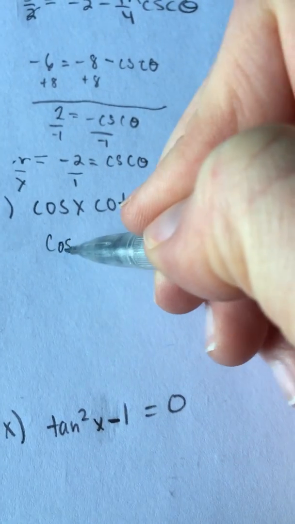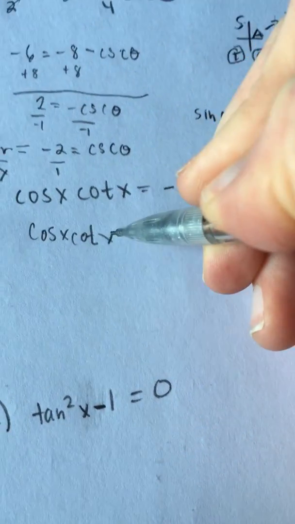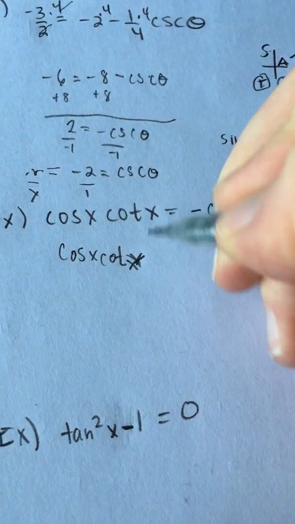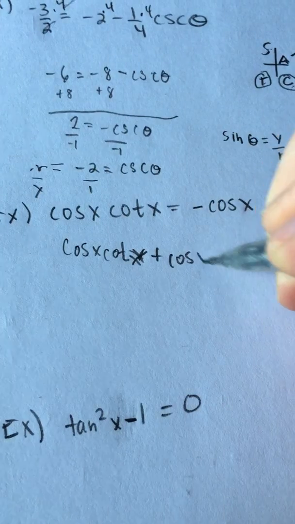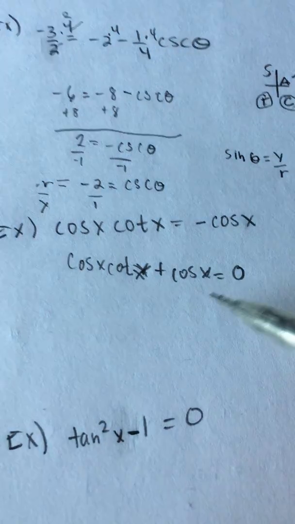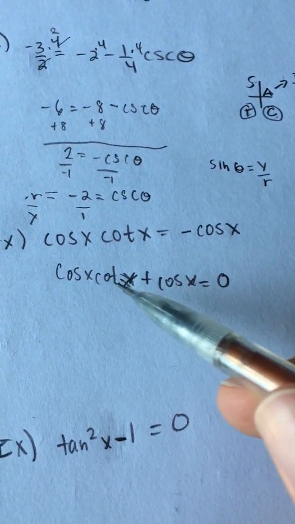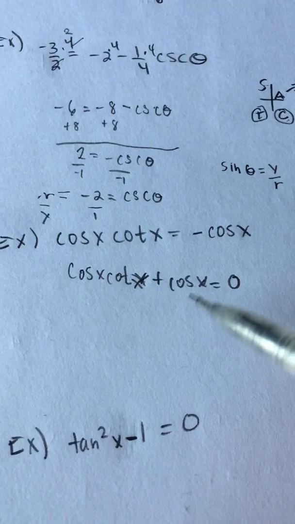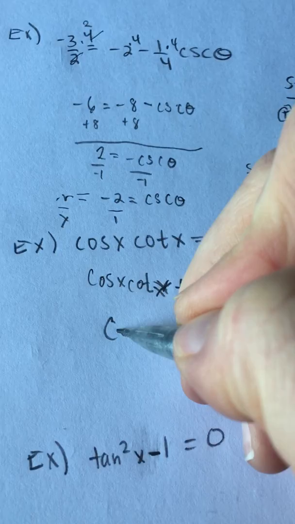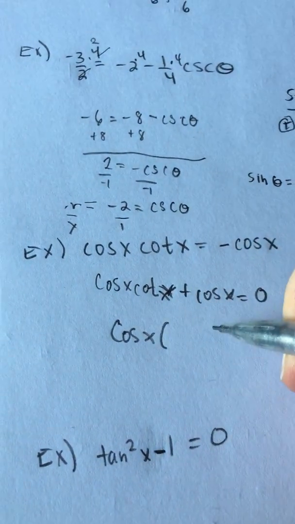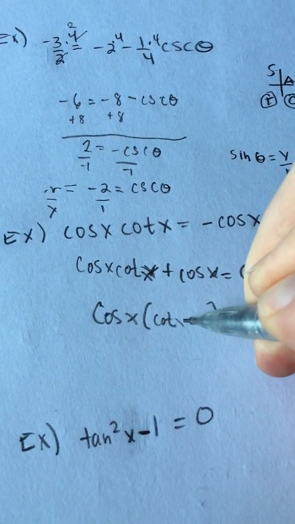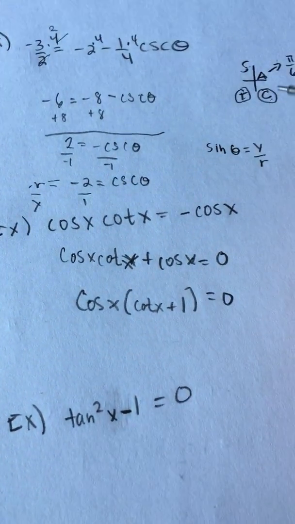So I'm going to leave cosine x, cotangent x, and add over the cosine x. So I'm going to put plus cosine x equals 0. This is a term, this is a term, and both of these terms have a cosine x. So I hope you agree that we can factor out what we would say is a GCF of cosine x. When I divide out a cosine x, I'm left with cotangent x plus 1.